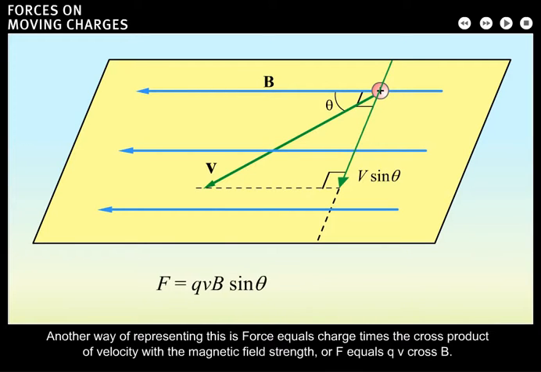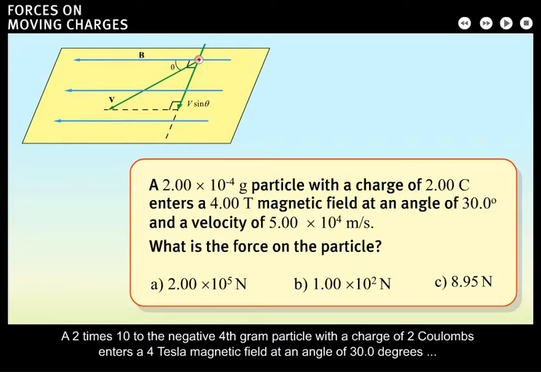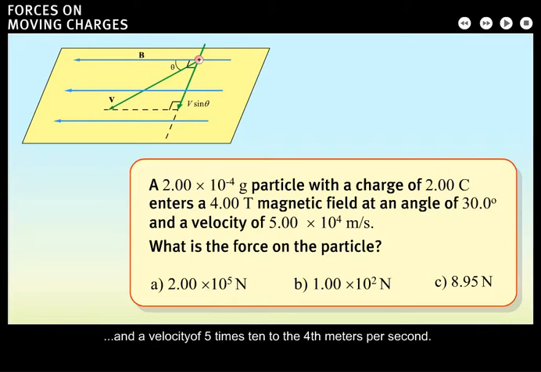Another way of representing this is force equals charge times the cross product of velocity with the magnetic field strength, or F equals qv cross B. The cross indicates that the cross product of two vectors is taken. A 2 times 10 to the negative 4th gram particle with a charge of 2 coulombs enters a 4 Tesla magnetic field at an angle of 30.0 degrees and a velocity of 5 times 10 to the 4th meters per second. What is the force on the particle?